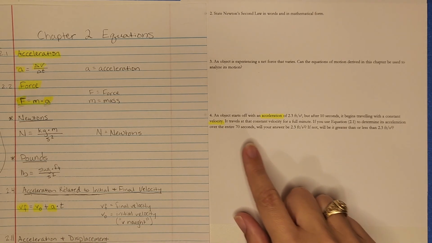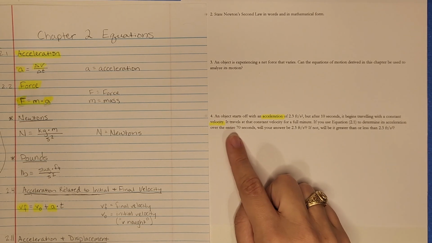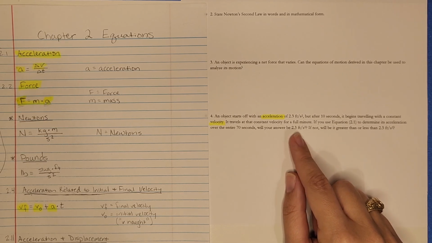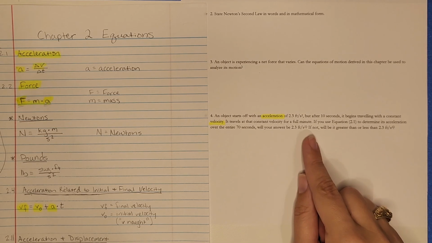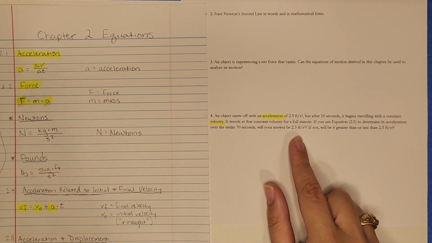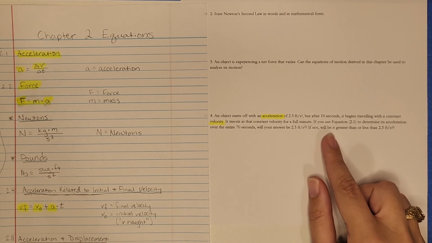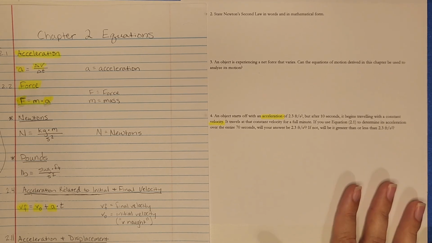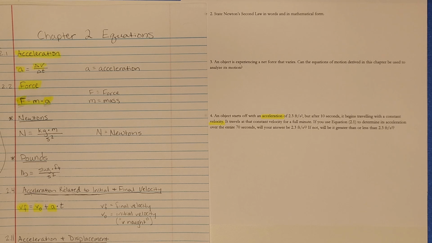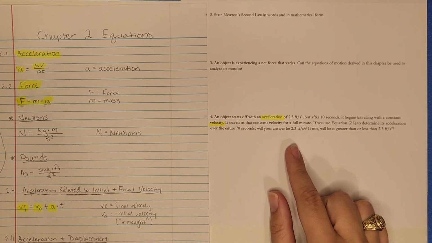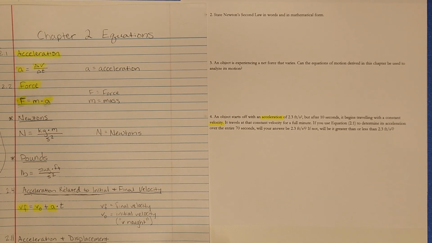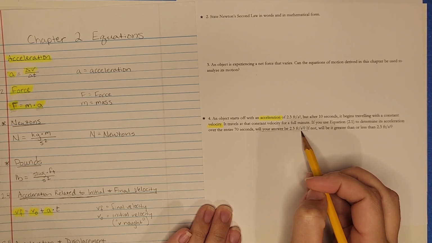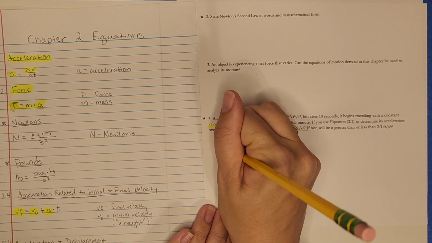So the question is asking us over the entire 70 seconds, would our answer be 2.3 feet per second squared? So this is a yes or no question. This is why I'm not writing down any of the numbers. And if not, will it be greater than or less than 2.3 feet per second squared? So it's not asking us to actually calculate anything here. And so our answer for this first question, will your answer be 2.3 feet per second squared? No.